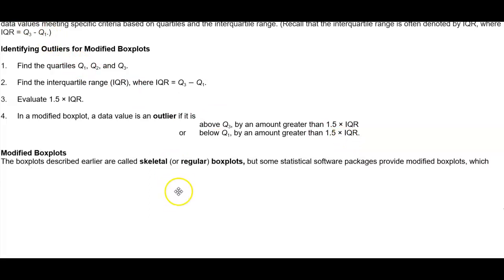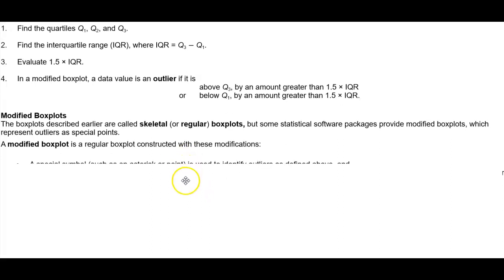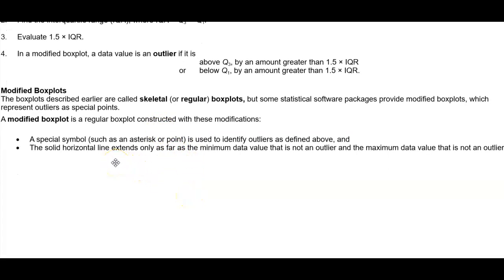Now, modified box plots. The box plots described earlier are called skeletal or regular box plots, but some statistical software packages provide modified box plots, which represent outliers as special points. Now, a modified box plot is a regular box plot constructed with these modifications. A symbol, such as an asterisk or point, is used to identify outliers as defined above, and the solid horizontal line extends only as far as the minimum data value that is not an outlier and the maximum data value that is not an outlier.